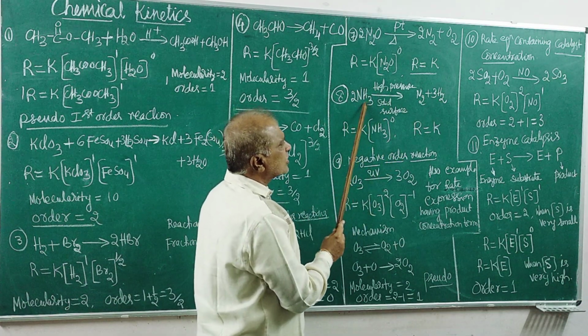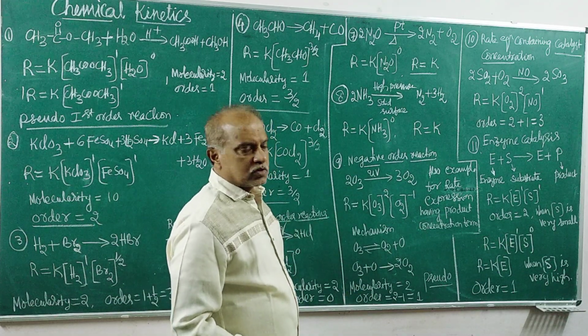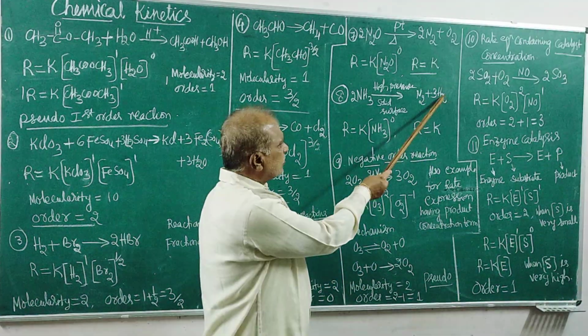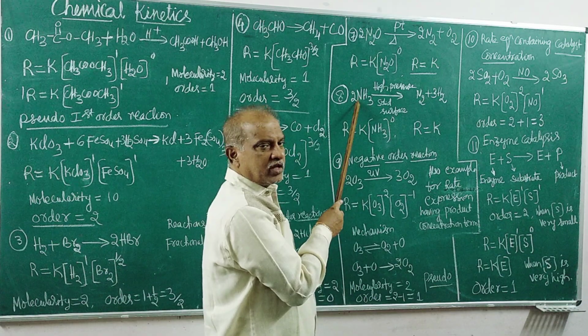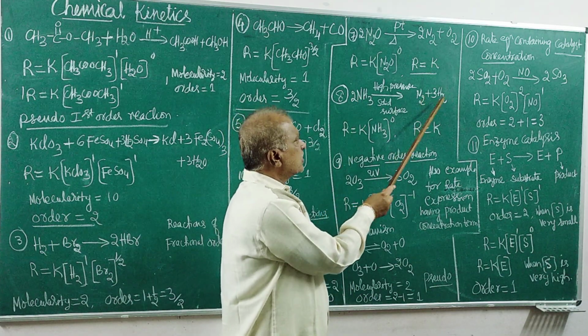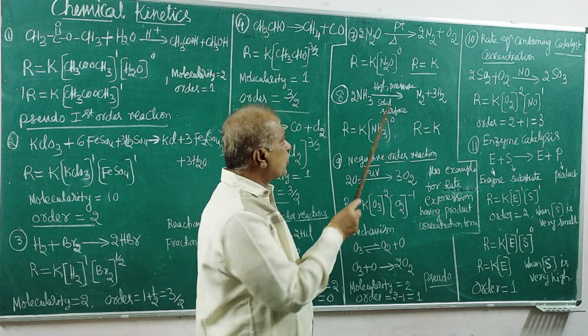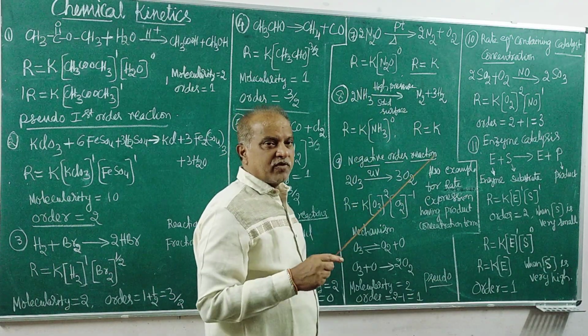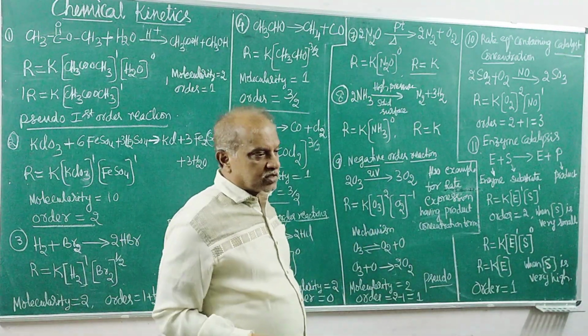This is exactly the reverse of Haber's process. We manufacture ammonia in the Haber process using nitrogen and hydrogen. This ammonia is very important in the manufacture of fertilizers, ammonia fertilizers.